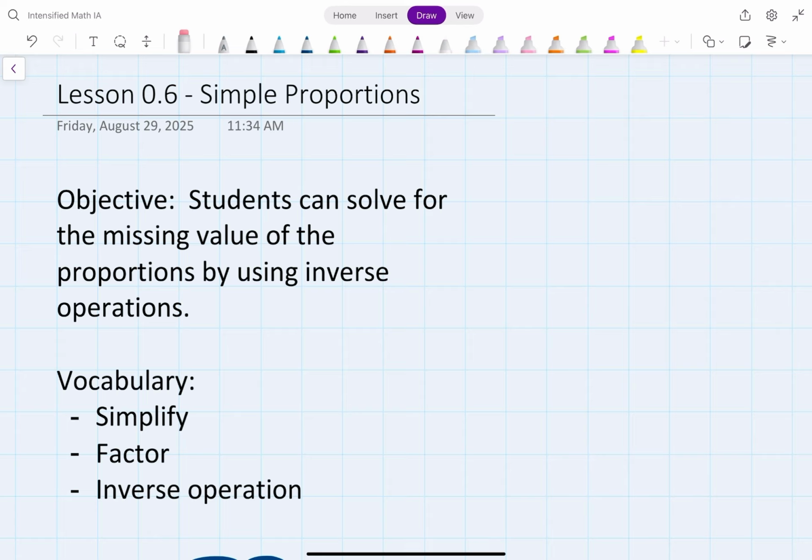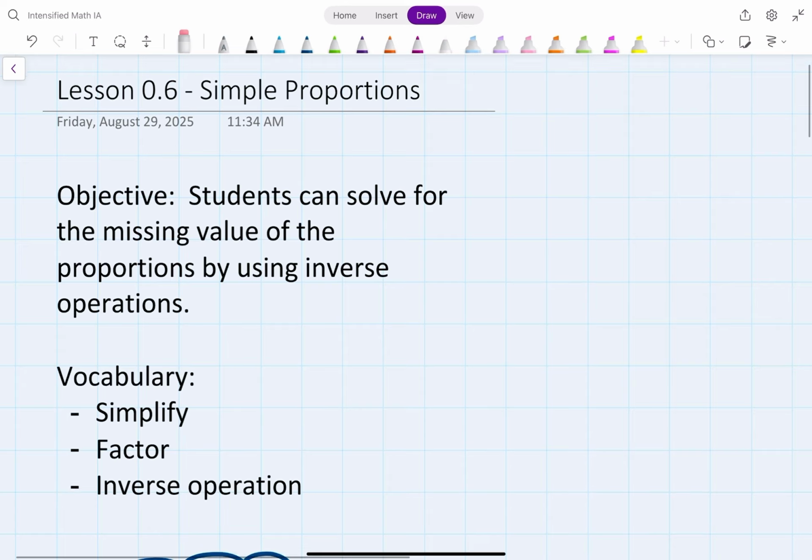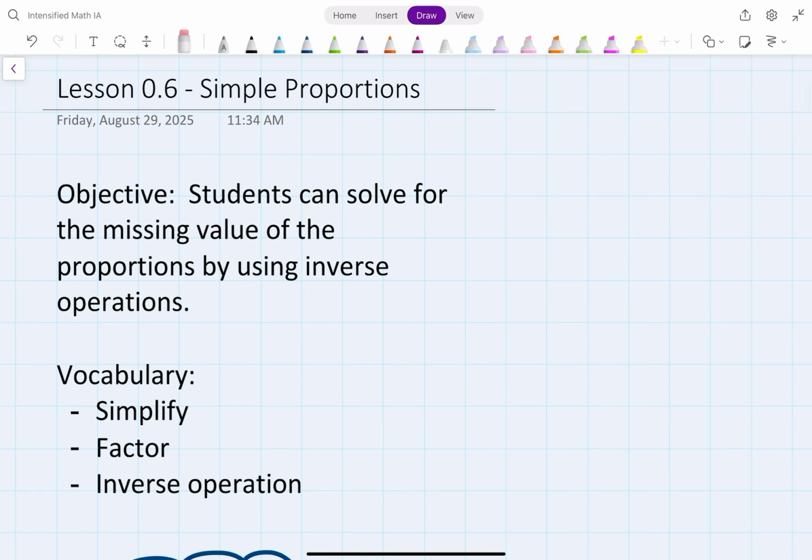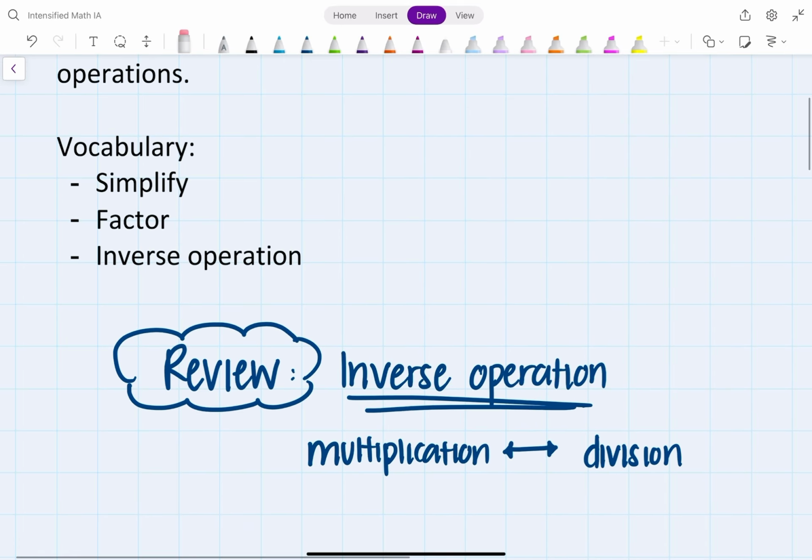Once again, students can solve for missing values of a proportion by using inverse operations. A few vocabulary words we have are simplify, factor, and inverse operation. Just to recap, because we're working with proportions, we're going to be working with multiplication and division. These are inverse operations. Whenever we have an expression that's being multiplied, if I want to solve for it, I would do the opposite, which is division. Same thing if I were dividing, the opposite of division is multiplication.